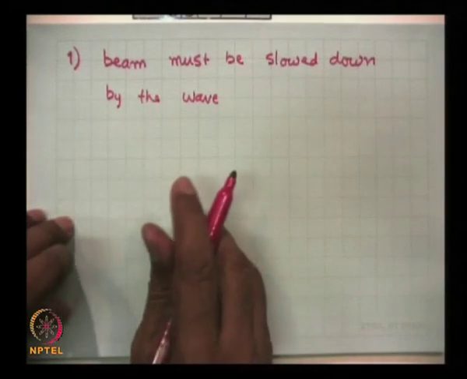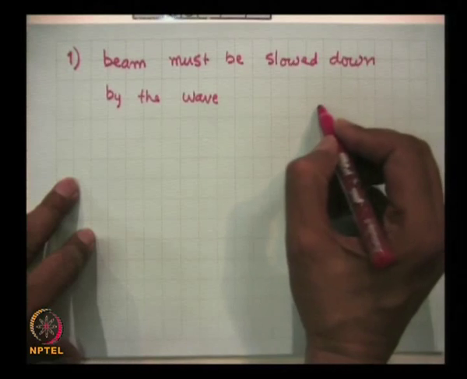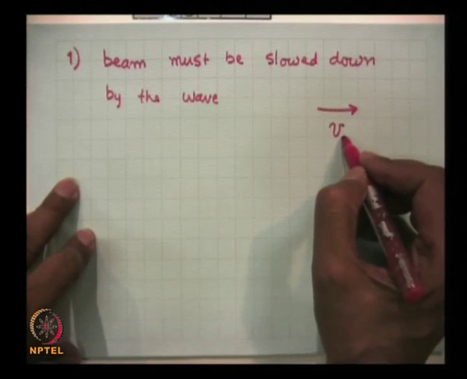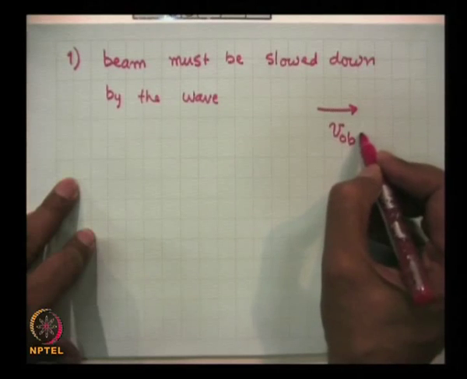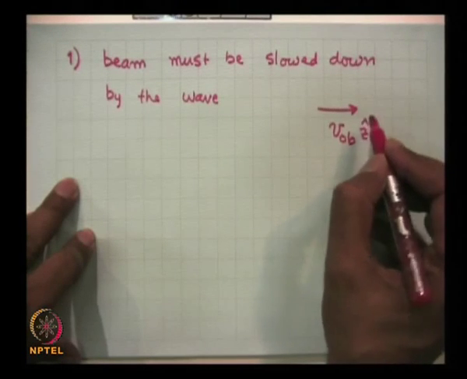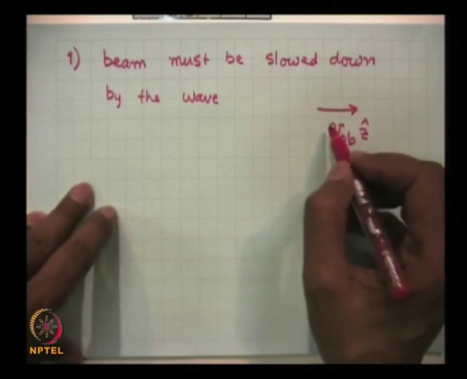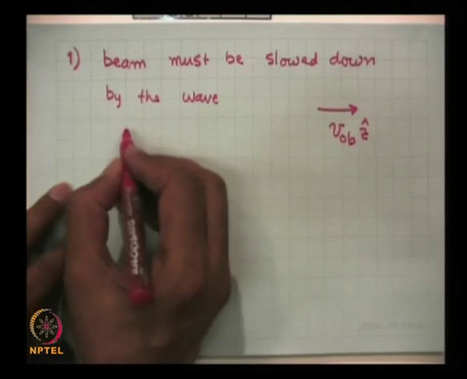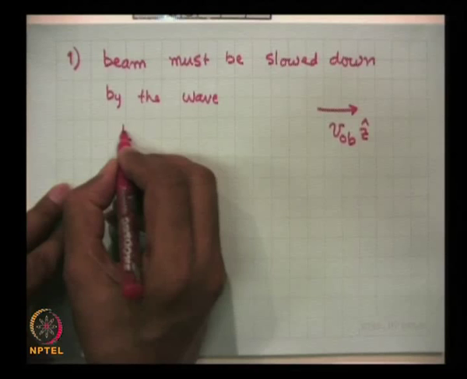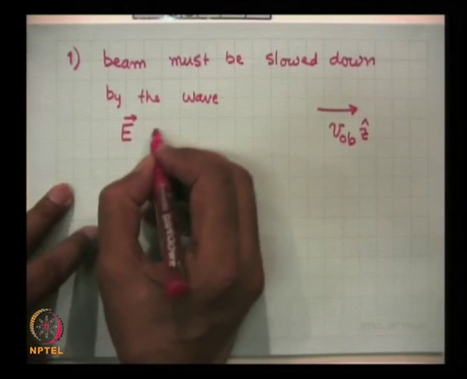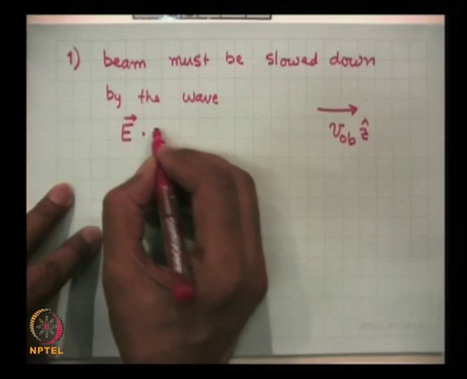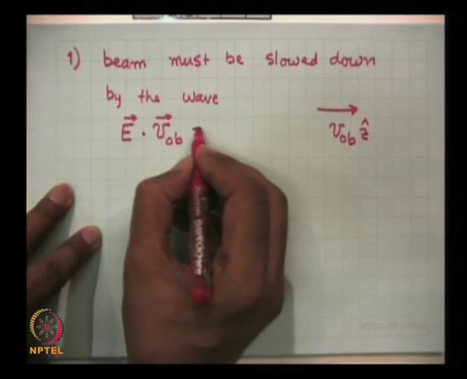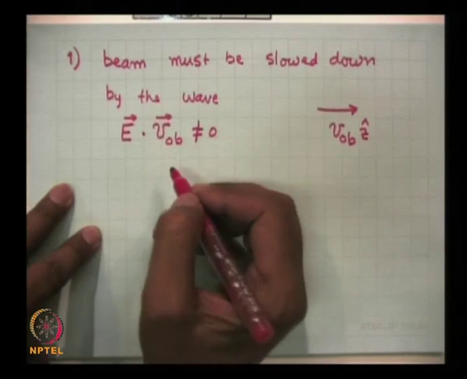How can it slow down the wave? If my beam is going in this direction, for instance z direction, this is the beam velocity, equilibrium velocity in the z direction, then the wave electric field must also be in the same direction, so that this beam is slowed down. It means E must have a component in the direction of beam velocity. This should not be 0, this is a very important condition.